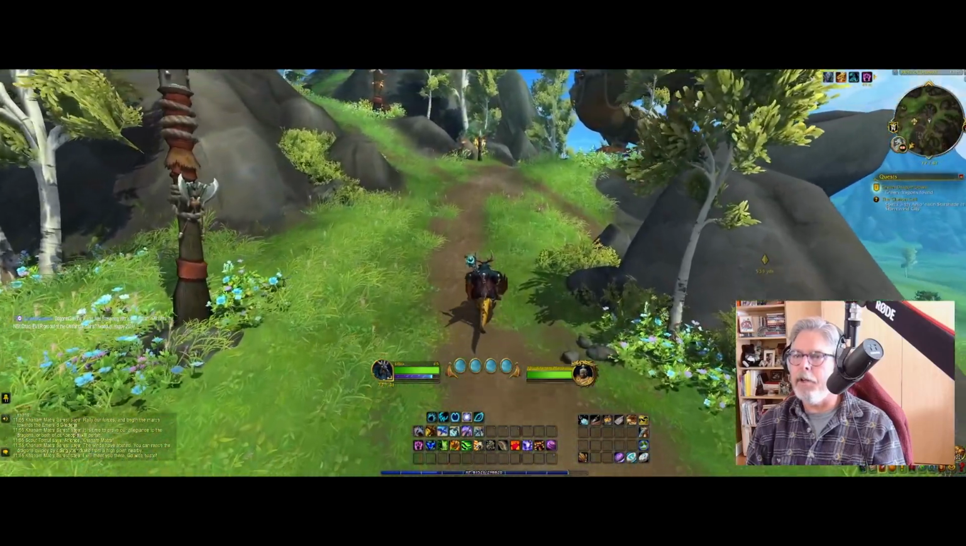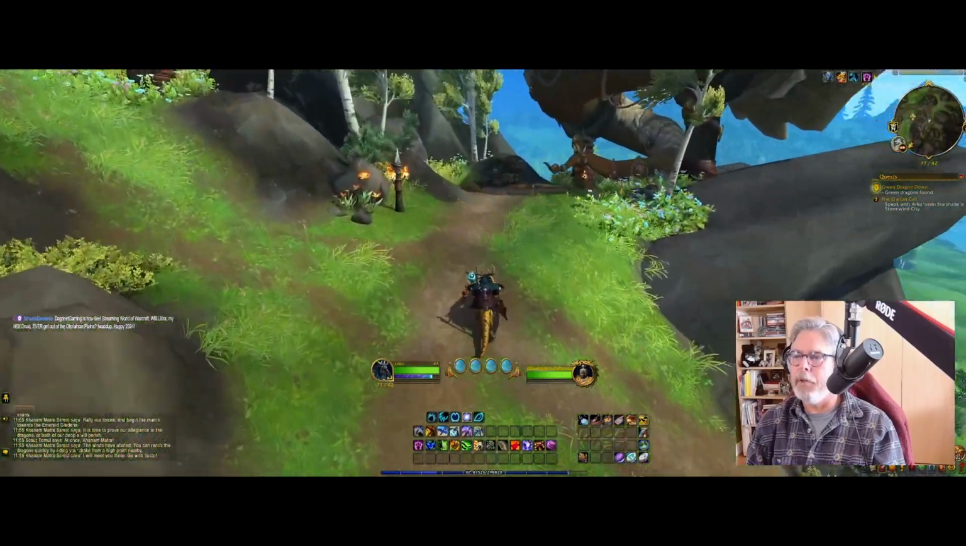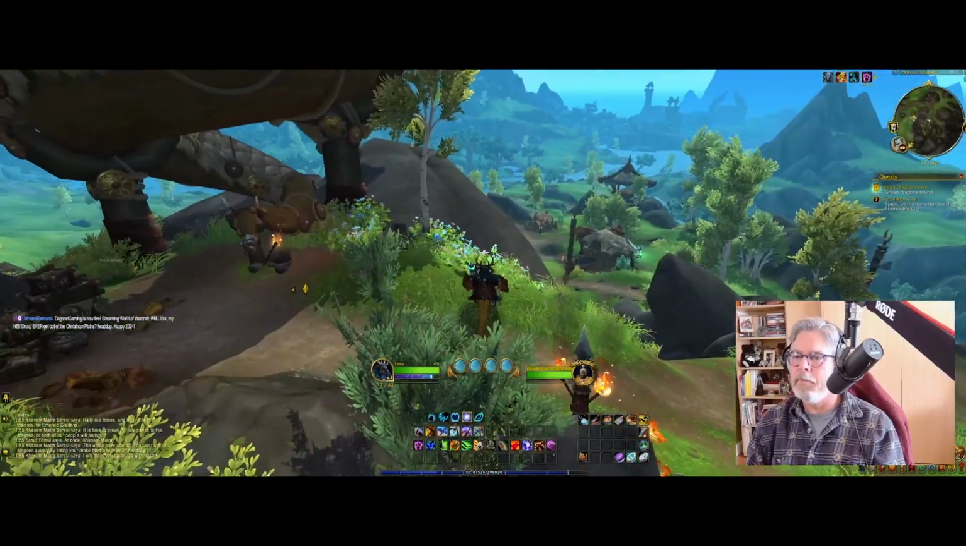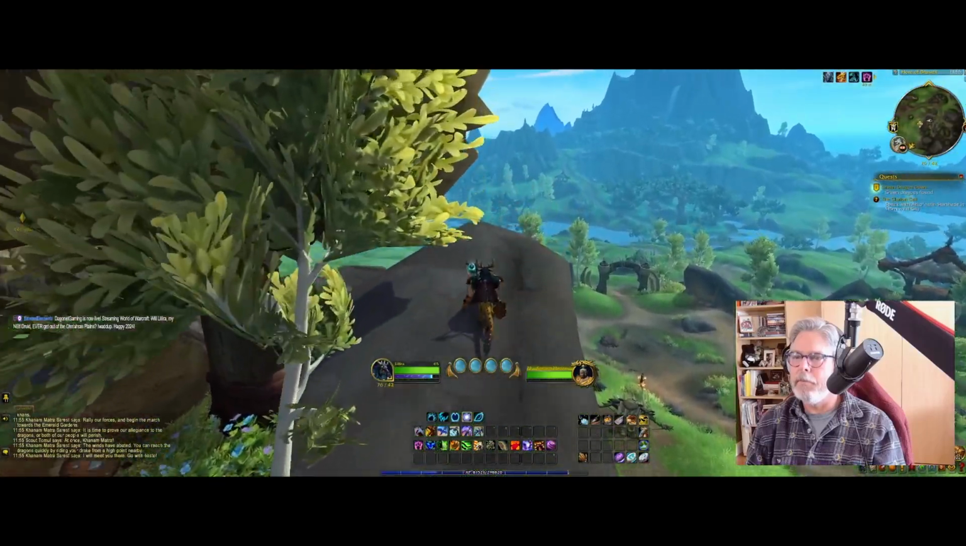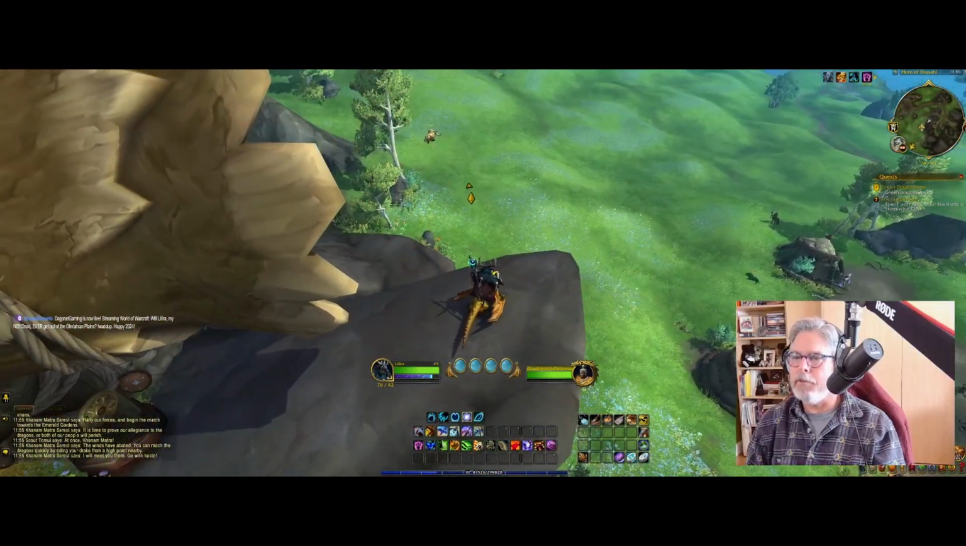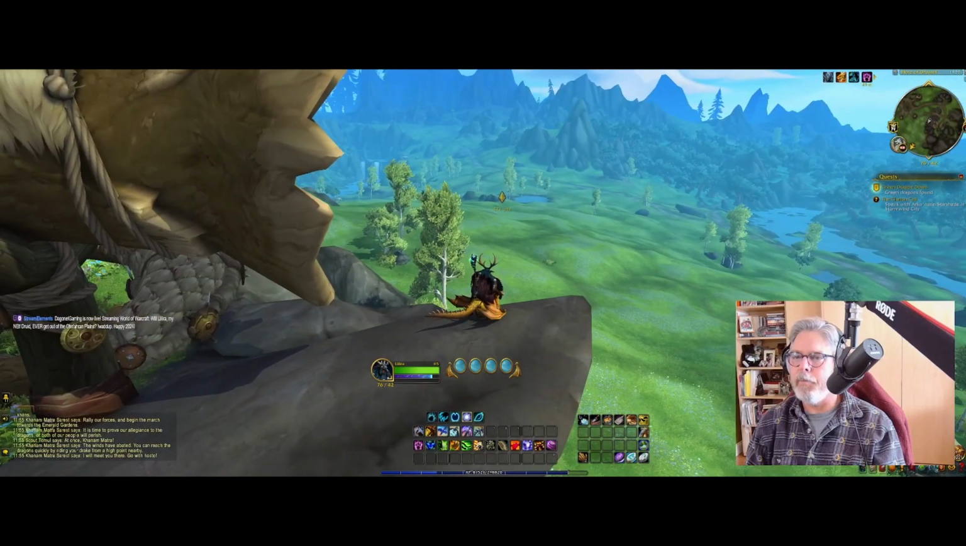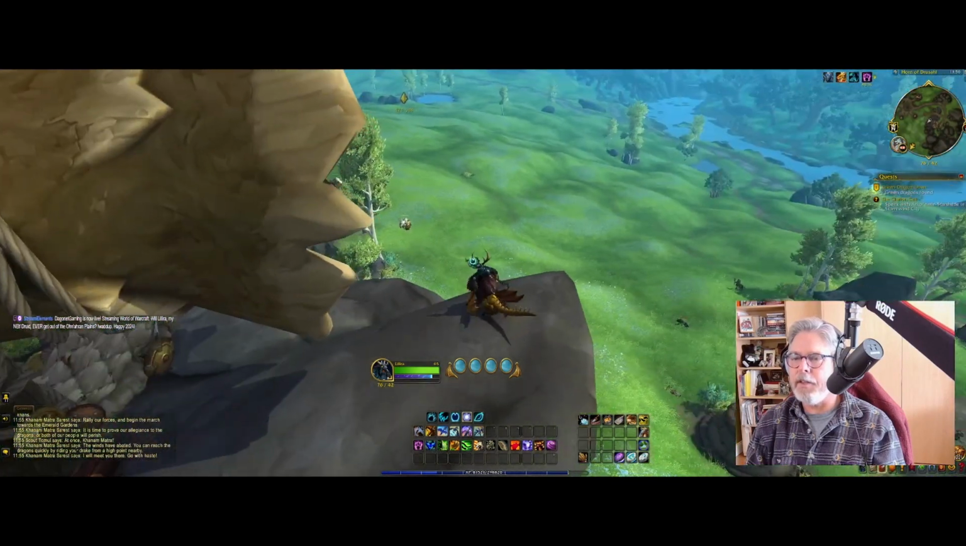And there are convenient high points right next to here. Yeah, I would guess that that's one of the high points they were talking about. Only 471 yards. It's not that far.